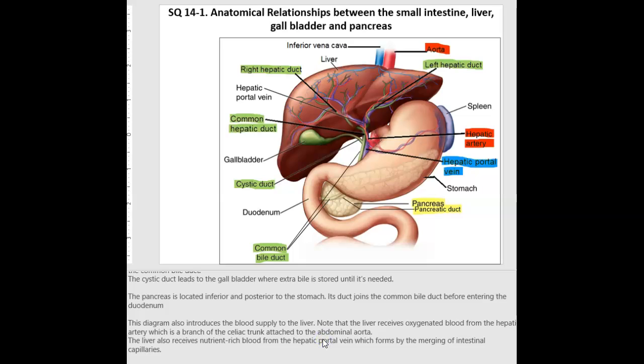This diagram also introduces the blood supply to the liver. Note that the liver receives oxygenated blood from the hepatic artery, which is a branch off the celiac trunk, which is attached to the abdominal aorta. The celiac trunk is not labeled in this diagram. The liver also receives nutrient-rich blood from the hepatic portal vein, which forms when intestinal vessels or capillaries merge, and the hepatic portal vein leads to the liver, where it branches into smaller and smaller vessels.